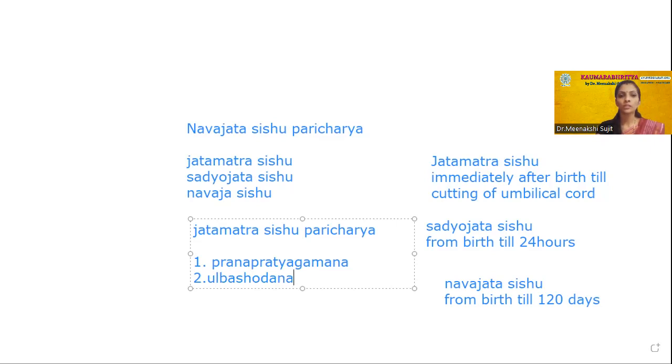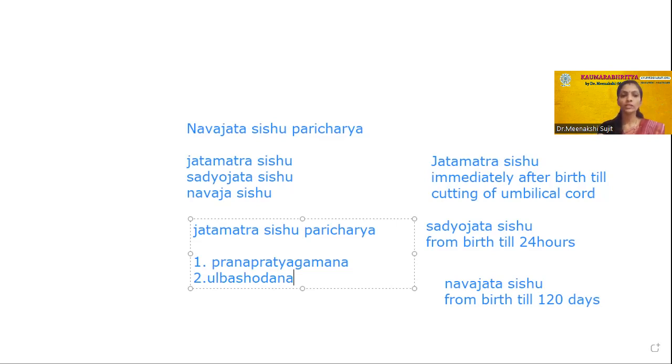Next procedure in Jatamatra Shishu Paricharya is Ulbashodana. That is nothing but the garbha is covered with a fine paste-like substance called ulba or vernix caseosa, right? We all know it. This ulba or vernix caseosa will be attached to or smeared on the baby's skin, a whitish thick paste you can see on newborns immediately after birth, right? That is nothing but vernix caseosa or ulba. Removing this from the skin, this procedure is known as ulba shodana.